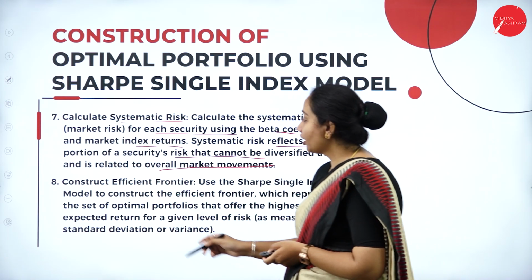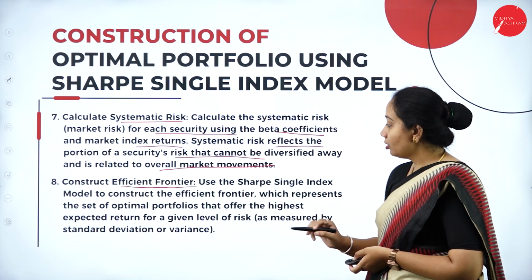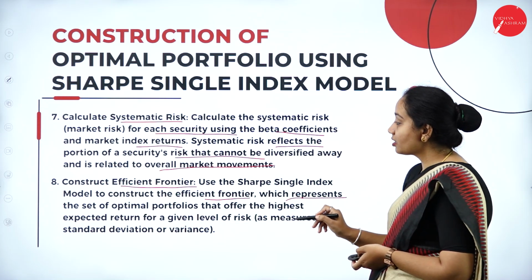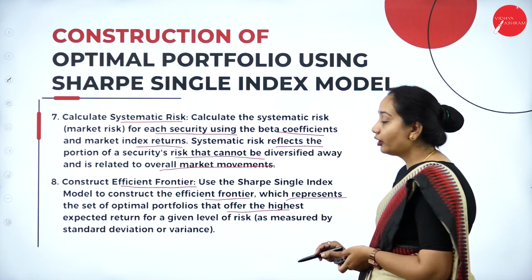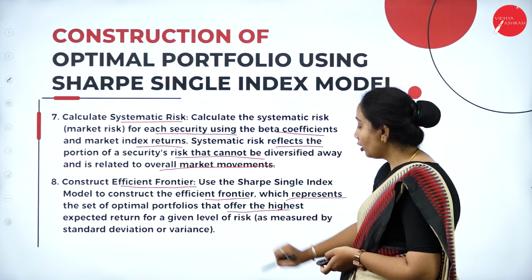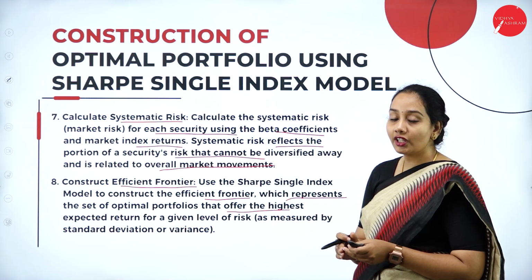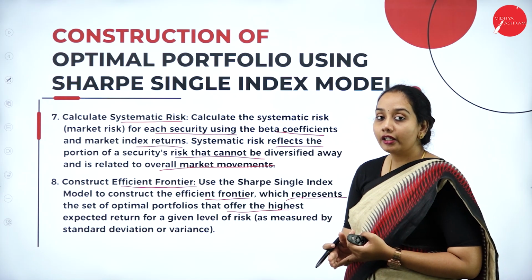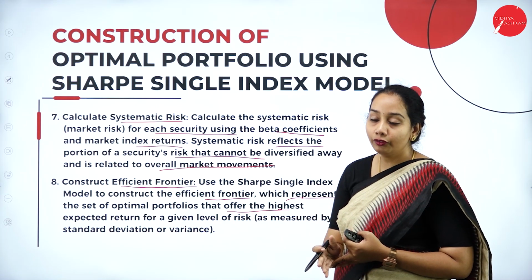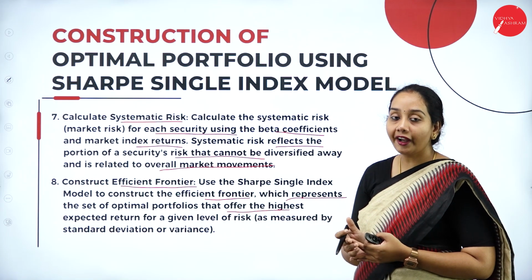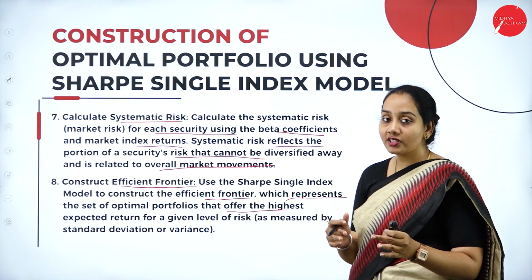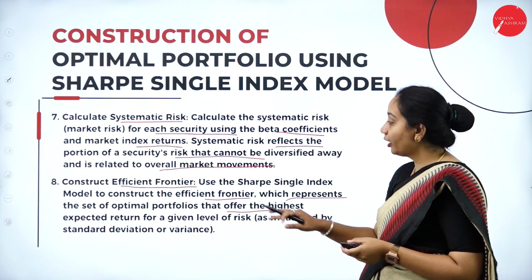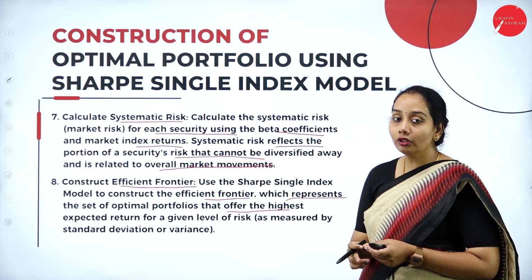So next step is what? Construct the efficient frontier. Using the Sharpe single index method, construct the efficient frontier, which represents the set of optimal portfolios that offer the highest expected return for a given level of risk. So after all these steps, you have analyzed and calculated the beta coefficients, alpha coefficient, and the risk and returns of a particular portfolio. Then here you construct the efficient portfolio based on the risk percentage and the return percentage. So using this Sharpe's index model, you can make an optimal portfolio management here.